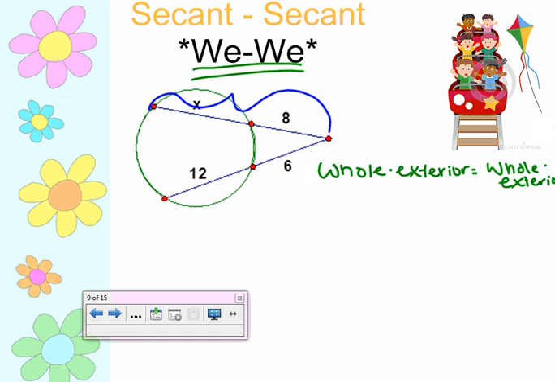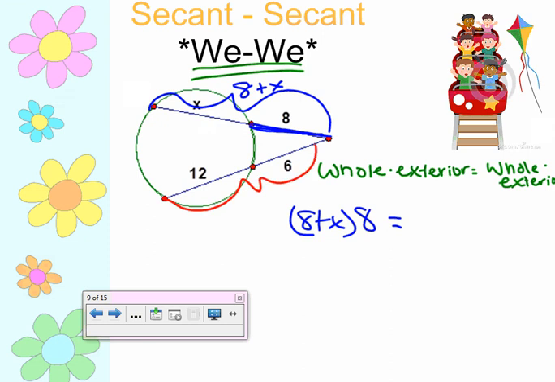So to get the whole, we must add them together. So we get 8 plus x for our whole. And then for our exterior, it's just that value of 8. It's going to equal the whole on our second piece. Again, we have the interior piece being 12 and the exterior being 6, so we must add them together. So 12 plus 6 gives us 18 times our exterior, which would be 6. Remember, exterior is outside.